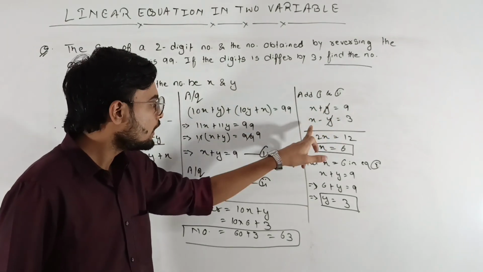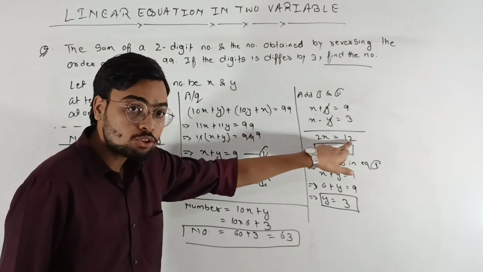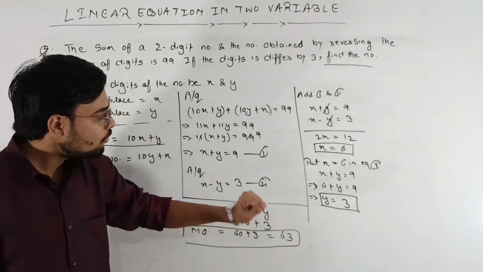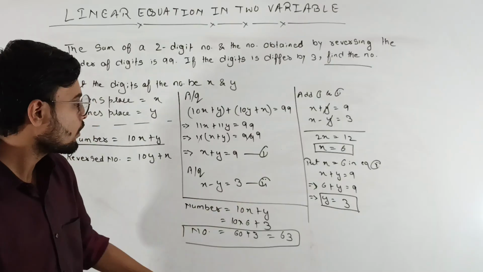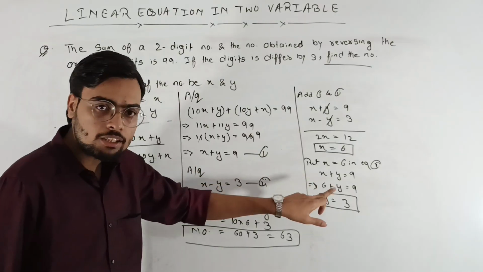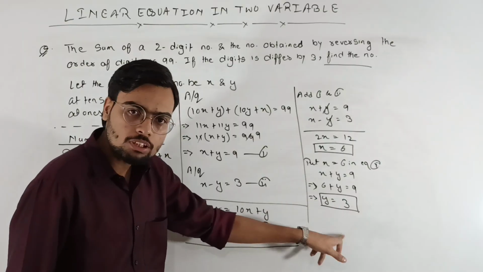So x plus y is equal to 9 and x minus y is equal to 3. Y is cancelled. 2x is equal to 9 plus 3, which is 12. So x is 6. Now I put this x is equal to 6 in equation 1. You can also put it in equation 2. Equation 1 is x plus y is equal to 9. So 6 plus y is equal to 9. Then y is equal to 3.